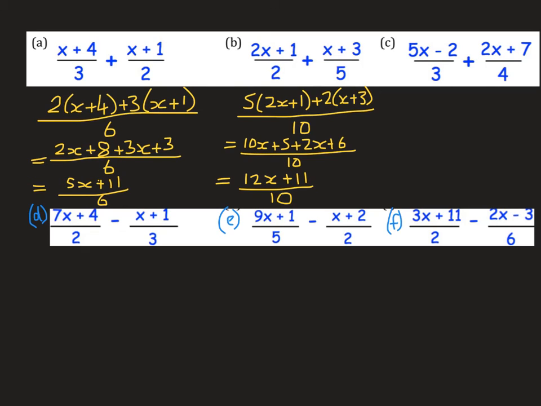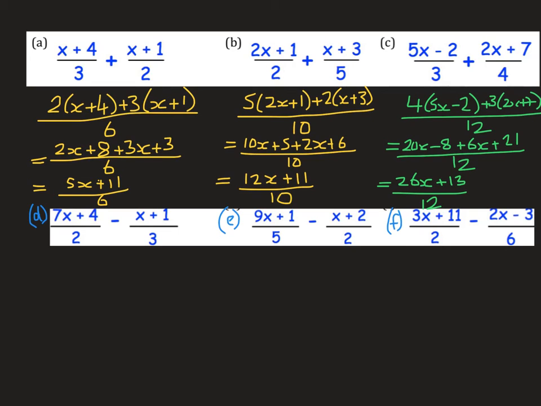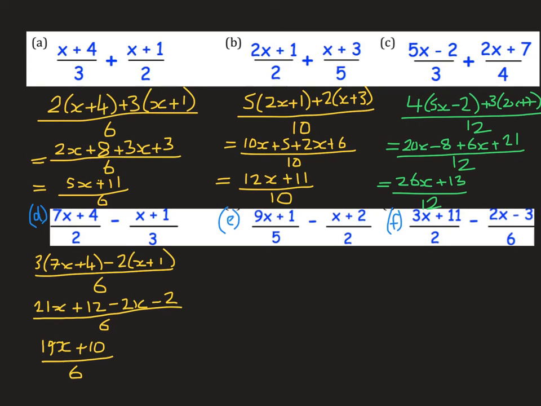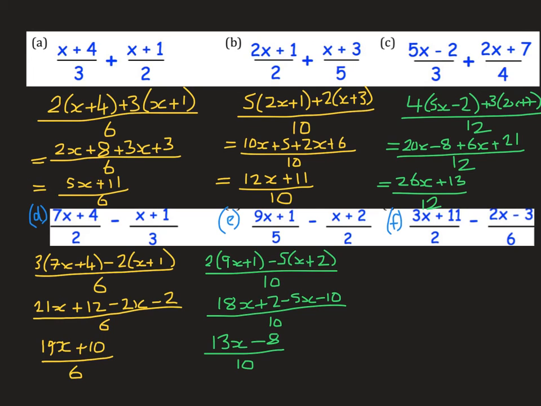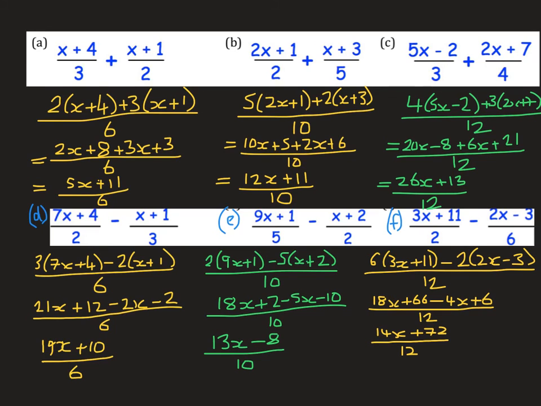That second one goes to 12x plus 11 all over 10. 26x plus 13 over 12 for C. 19x plus 10 over 6 for D. If I've got any of these wrong, please, can you just let me know? 13x minus 8 over 10 for part E. 14x plus 72 over 12 for part F, but that does simplify because we can divide it all by 2, so 7x plus 36 all over 6. I do apologise if I've got any of those wrong.